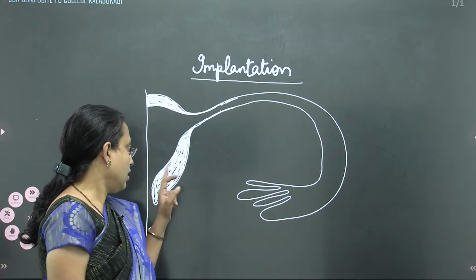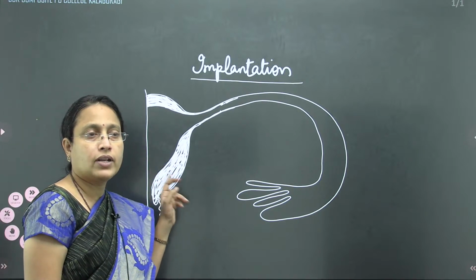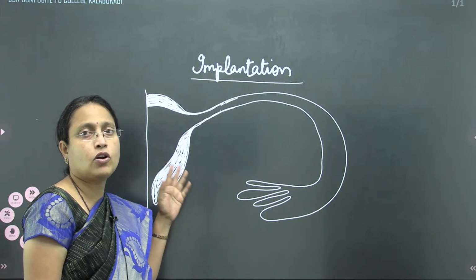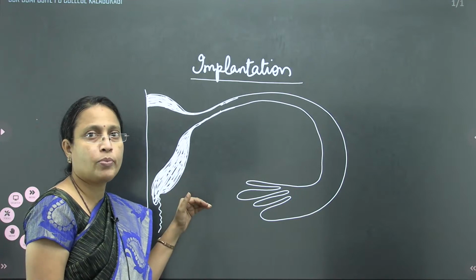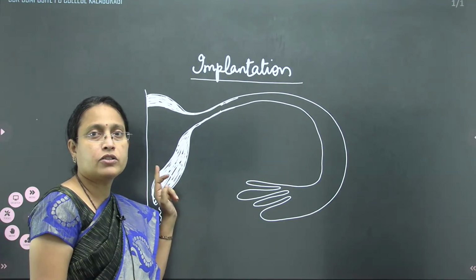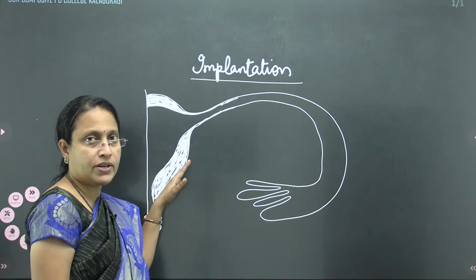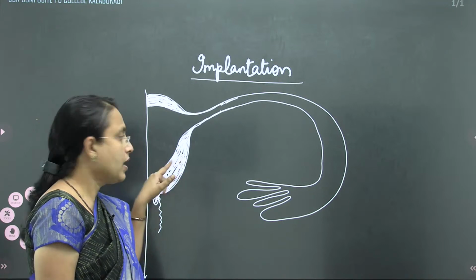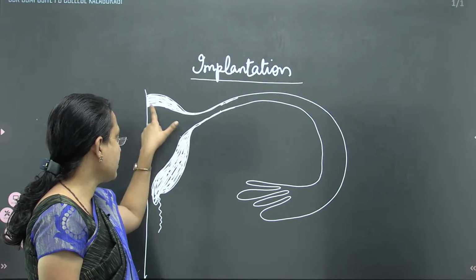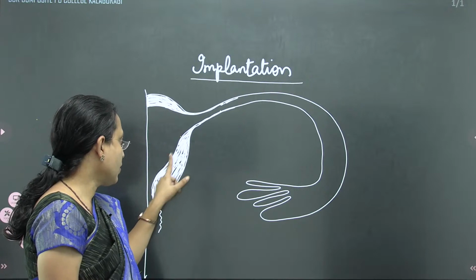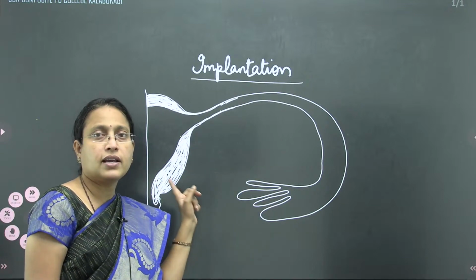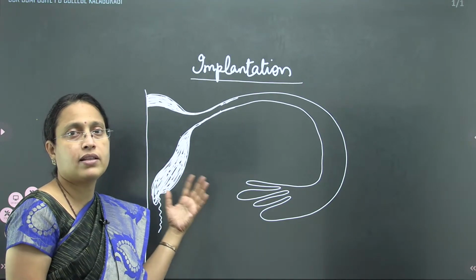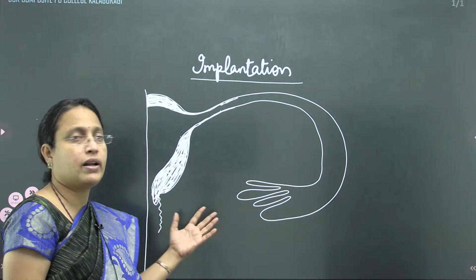Here the wall is going to have three layers. The outer layer is called perimetrium, which is not differentiated here since we are not dealing with the walls of the uterus in today's topic. The outer layer is called perimetrium, the middle layer is called myometrium, and the inner layer is called endometrium. In this endometrium, the blastocyst is going to get attached or buried. That phenomenon is called implantation. Now the events that lead to implantation will be explained.